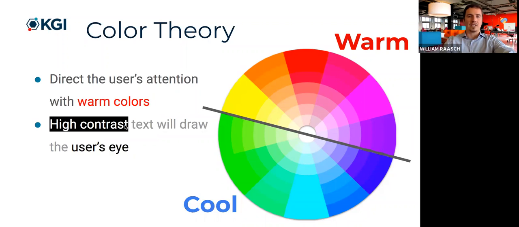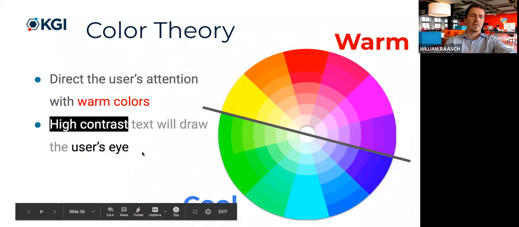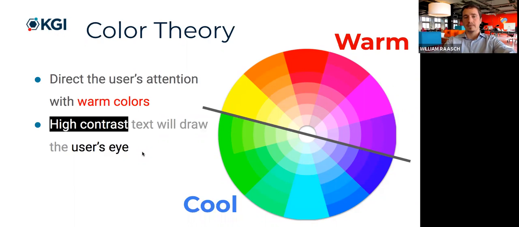Now, high contrast text will also draw the user's eye. So that's another thing to keep in mind: it's not just about what colors you're using, but how dark versus light they are. So here, if I'm going to use light font, it helps to have a dark background. Here, if I have a light font on a light background, it's harder for people to read. So it's better to use dark black on a white background or white on a dark black background. But of course, there are exceptions to any rule.